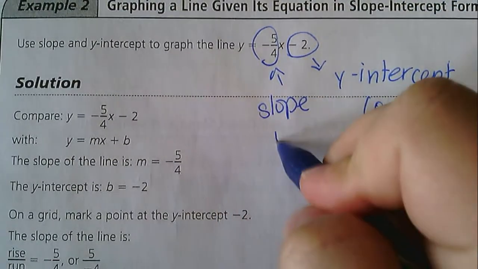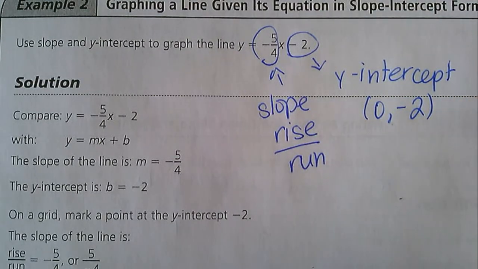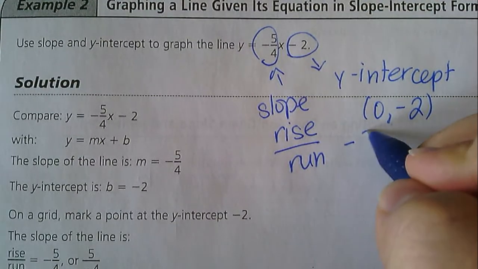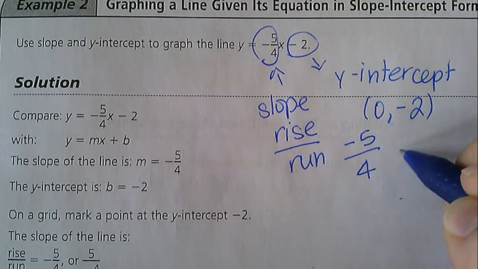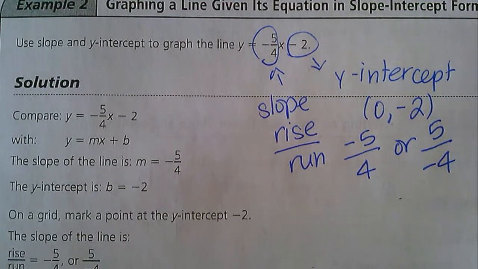Remember, slope is rise over run. So this one can be thought of in one of two ways. It can either be -5 over 4, or it can be 5 over -4. Okay, so I would actually suggest for these negative ones that you graph both versions of it.